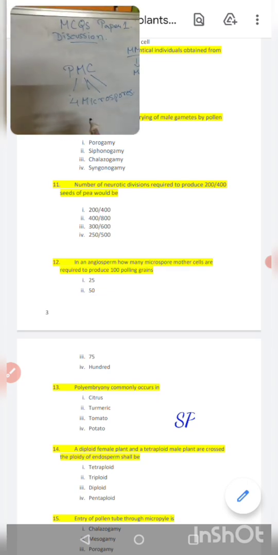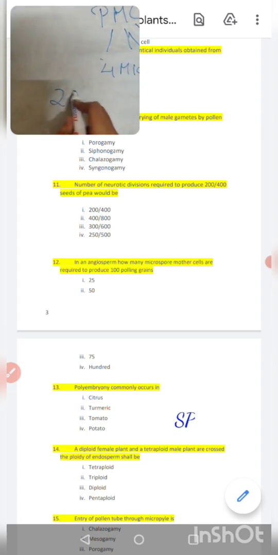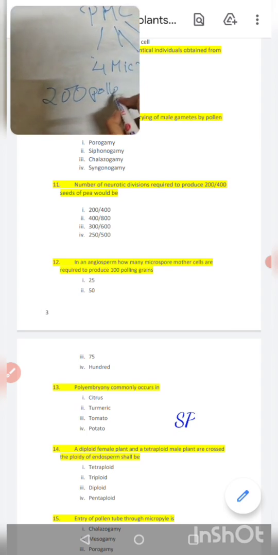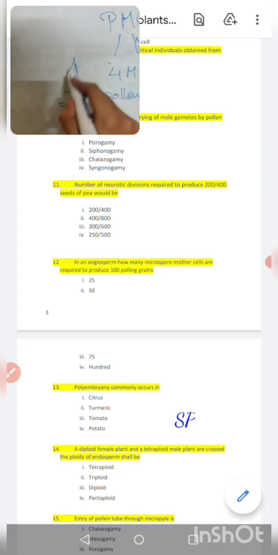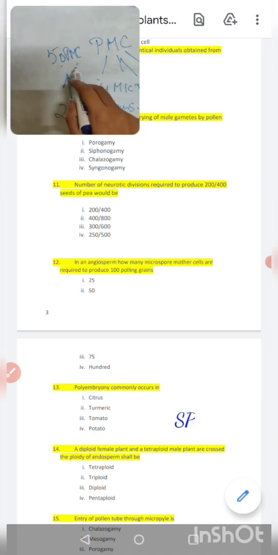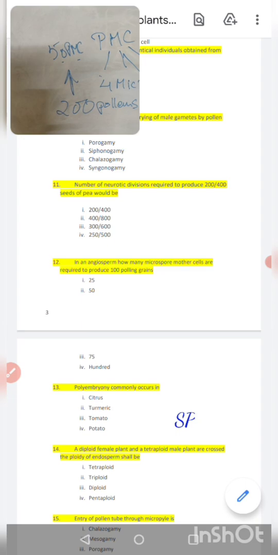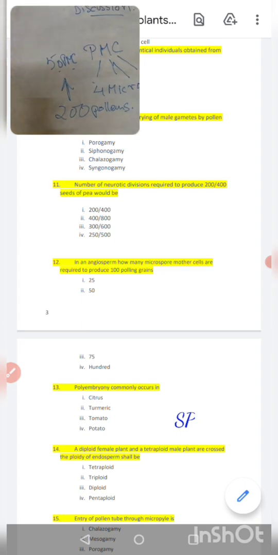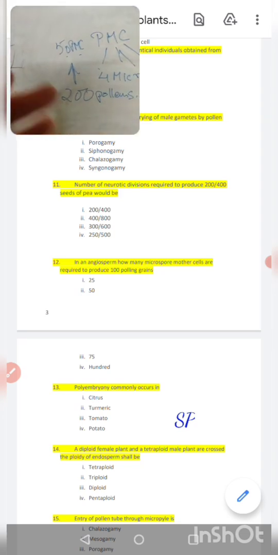Now it is said that 200 pollen grains are there. For 200 pollen grains, we only require 50 pollen mother cells, because these 50 PMCs undergo meiotic division, and as a result they will form 200 pollen grains, 50 into 4. So they will form 200 pollen grains.